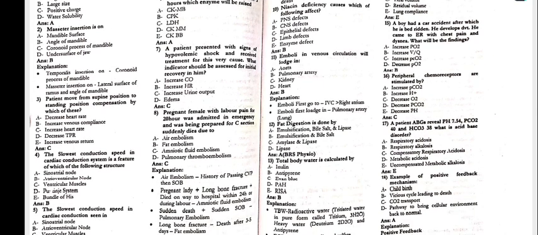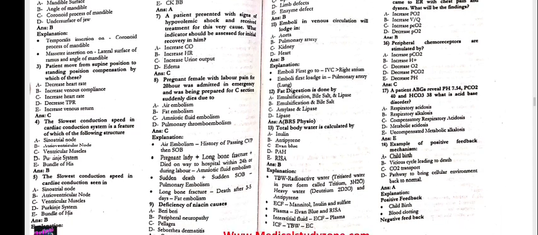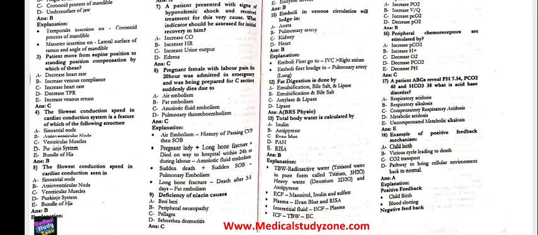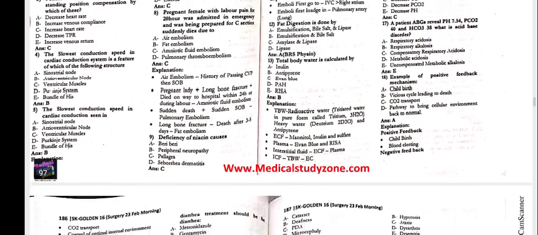15, a boy had a car accident after which he is bedridden, he develops DVT, he came to ER with chest pain and dyspnea, what will be the findings, that is beta, increase in the VQ ratio. 16, the peripheral chemoreceptors are stimulated by the Charlie, decrease oxygen. 17, a patient's ABG revealed pH of 7.54, partial pressure of carbon dioxide 40 and bicarbonate 38. What is the acid base disorder, that is E, uncompensated metabolic alkalosis.